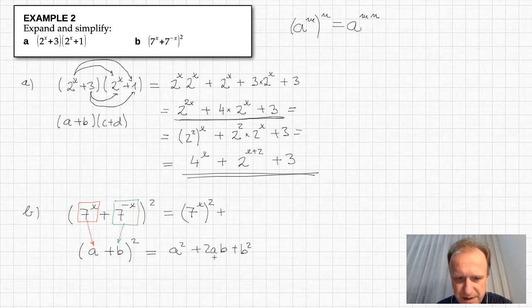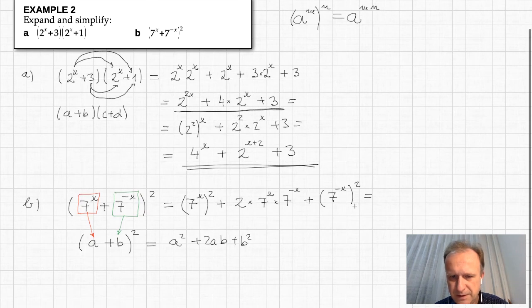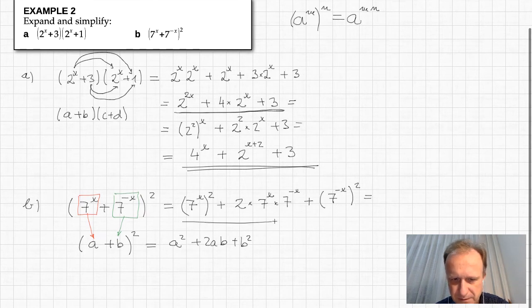Plus, then we have a mixed term 2ab, so it's 2 times 7 to the power of x times 7 to the power of negative x, or minus x. Finally, plus, and we have to square the b term, so we'll use brackets, so it's 7 to the minus x squared, like that. Now we can continue here.